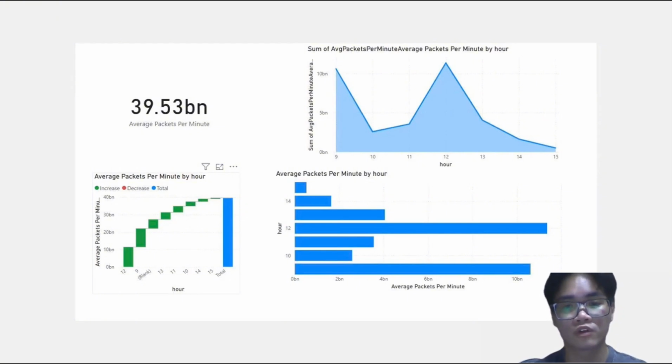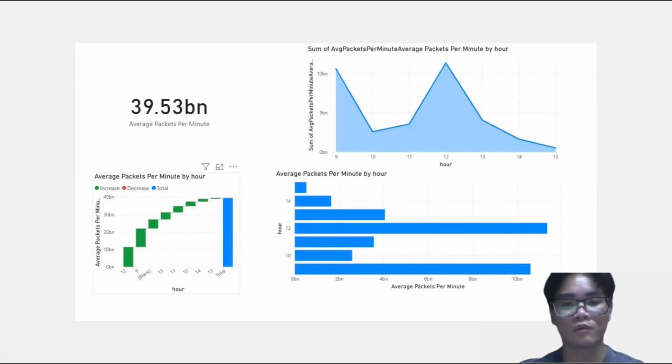The waterfall chart on the bottom left also highlights a steady increase in traffic throughout the day, indicating consistent packet transmission growth until it hits the peak. From a security perspective, these traffic spikes might coincide with scheduled device communication or automated updates, but they could also indicate periods of vulnerability, which should be monitored more closely.